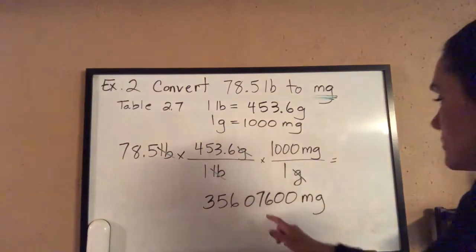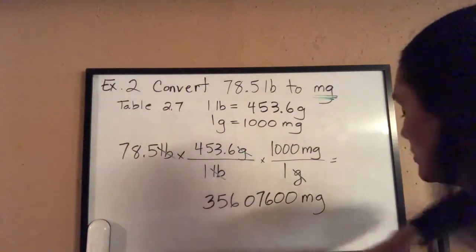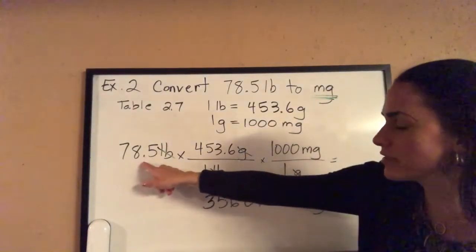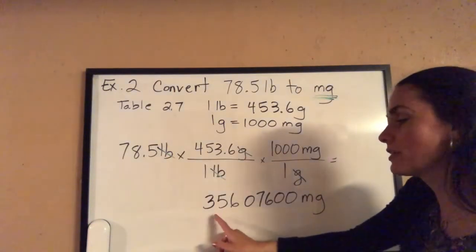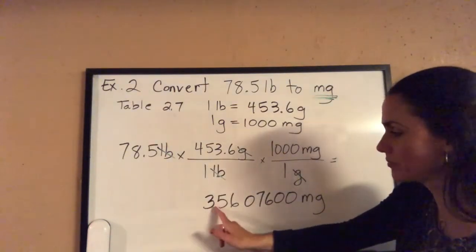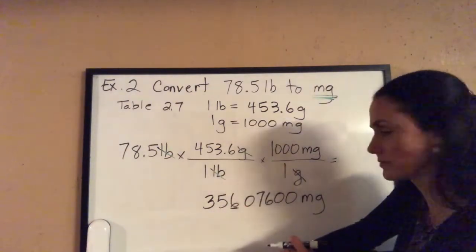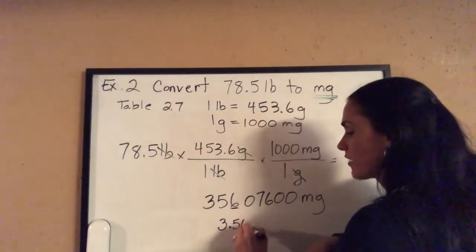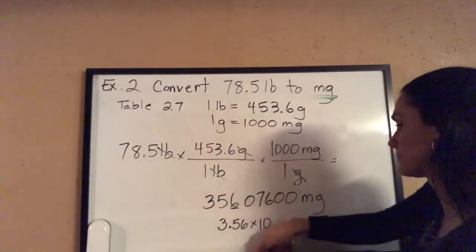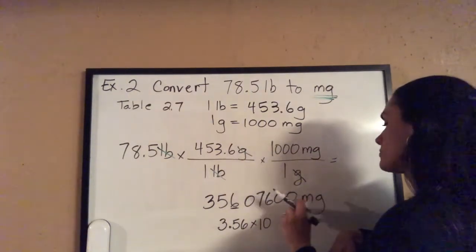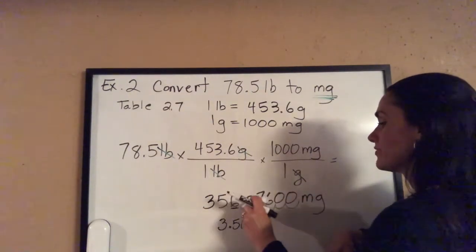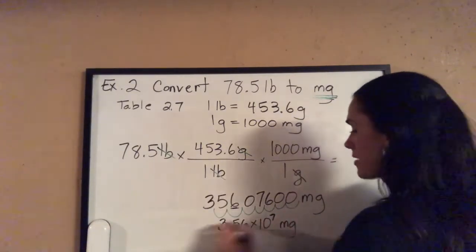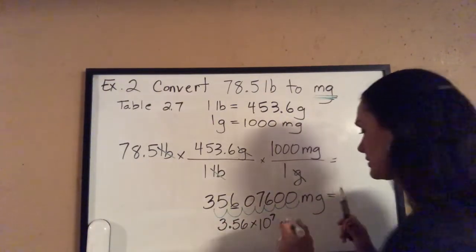Okay. 35,607,000 milligrams. This has three significant figures. This has much more. So we would need to round this to 3 significant figures, which means to this place here. Put it into scientific notation. 3.56 times 10, 1, 2, 3, 4, 5, 6, 7. 3.56 times 10 to the 7th milligrams.